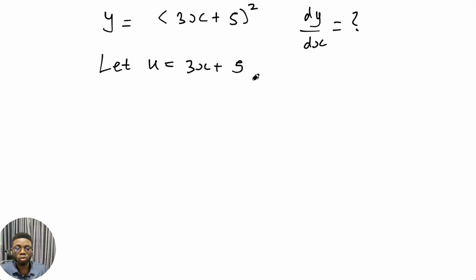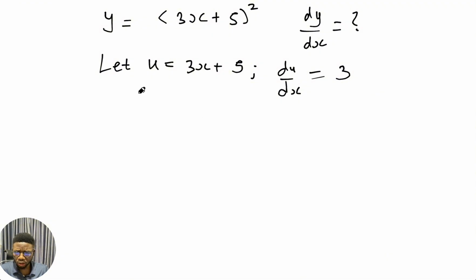The next thing to do here is to find the derivative of u with respect to x. And what's that going to be? If you differentiate u with respect to x, this is 3x to the power of 1. 1 times 3 is 3. Then 1 minus 1 is 0. So we are left with 3 here. And 5 is a constant. When you differentiate a constant, you have a 0.